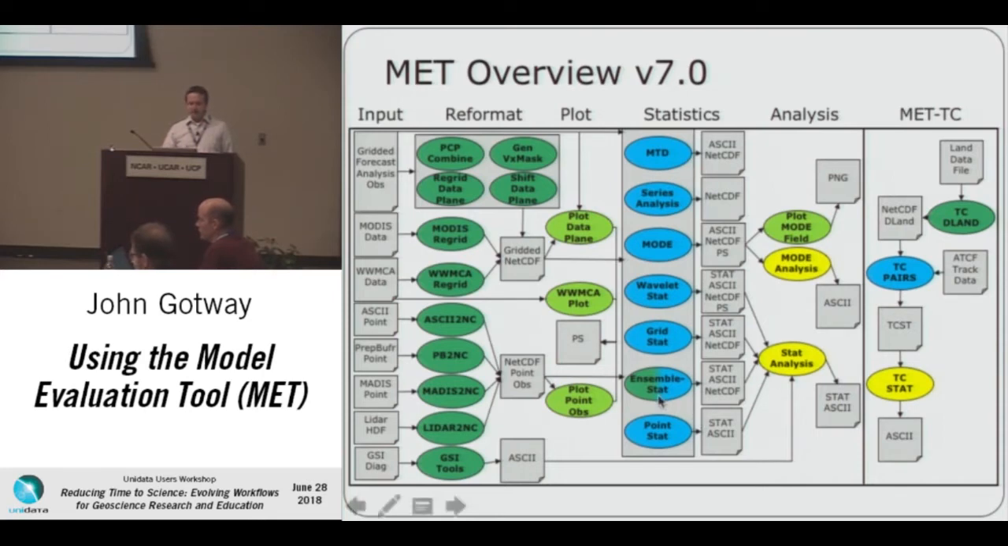Since we have particular emphasis on the ensemble stat tool, I want to point out that this is the one with the gradient here. It's shown both on the left side as being green, and on the right side as being blue. That's because the ensemble stat tool does a little bit of reformatting and also computes some statistics as well. After Tressa talks and I explain what the ensemble stat tool does, that'll become a lot more clear.